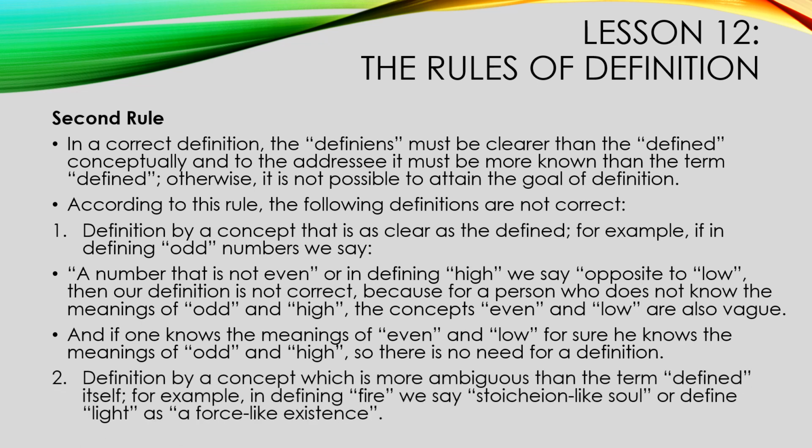Number 2. Definition by a concept which is more ambiguous than the term defined itself. For example, in defining fire, we say it is tachyon-like soul, or define light as a force-like existence.